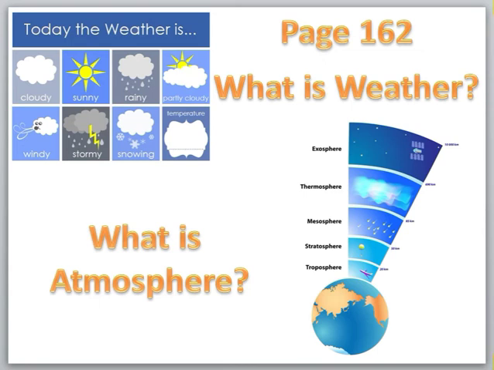So what is weather again? If you thought it was the condition of air at a certain time, great job. And what is atmosphere again? If you said that it's the layer of gases that surround our earth, then you're doing great. But what are these gases called again? That's right, they're called air. And what pulls the atmosphere toward the earth? Great job. It is gravity.